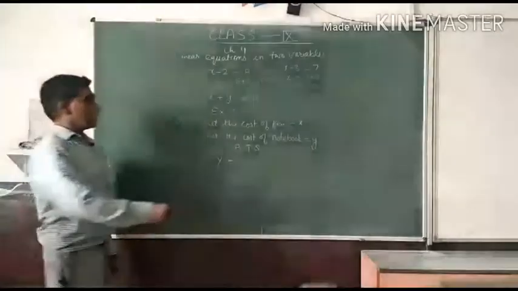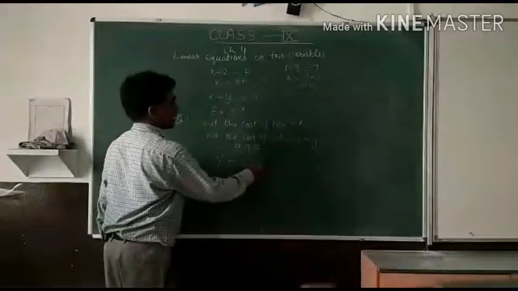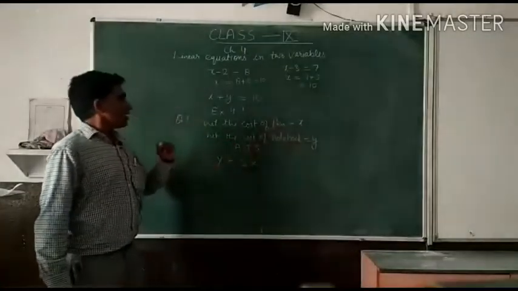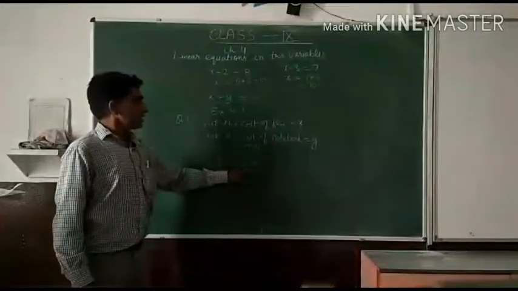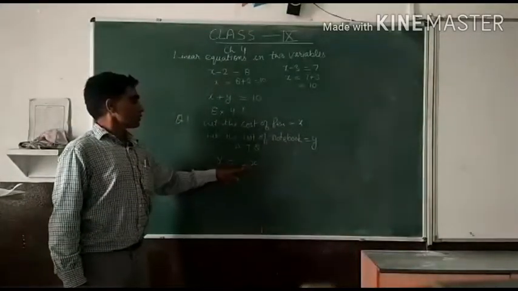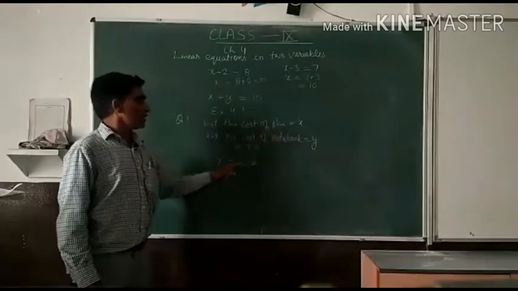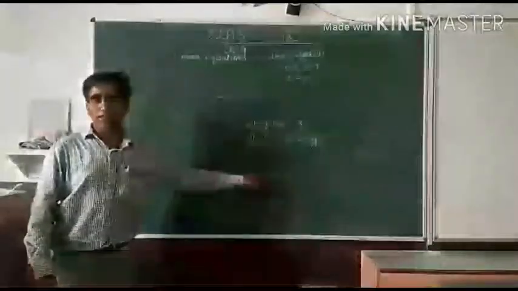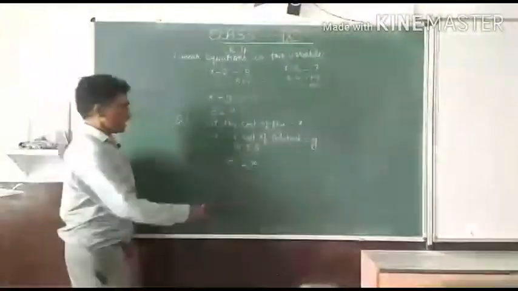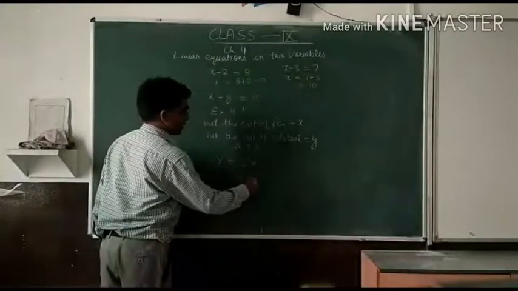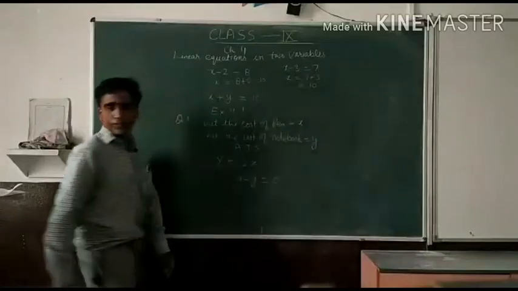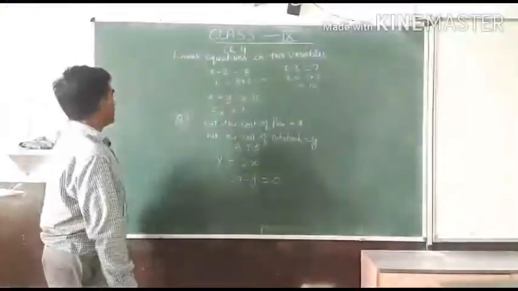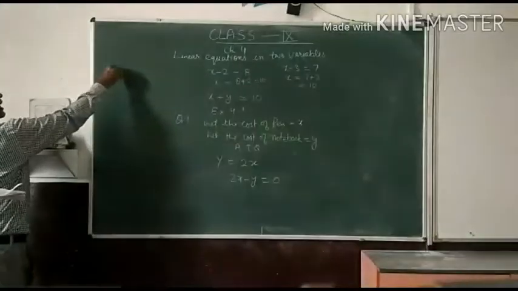Because the cost of a notebook is twice the cost of a pen, we get 2x. The cost of notebook is y, so y is equal to 2x. This is a linear equation in two variables. We represent it as 2x minus y is equal to 0. That is the equation.